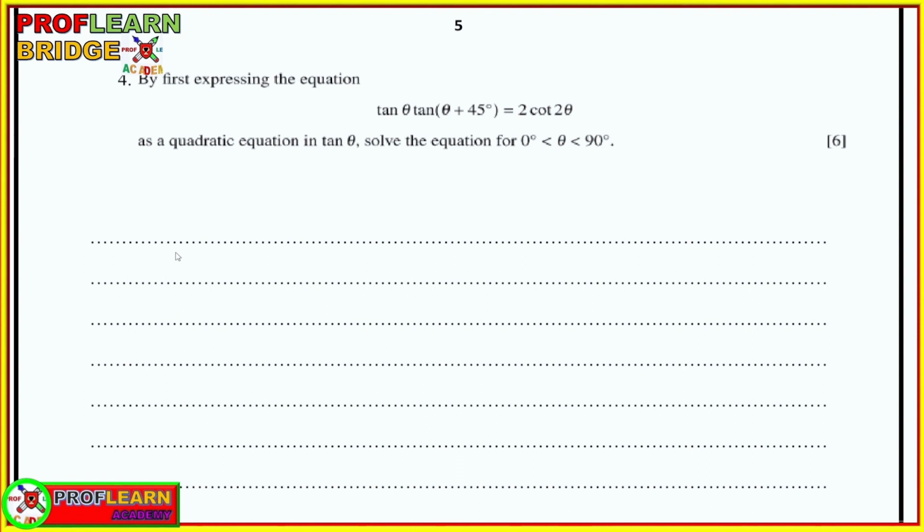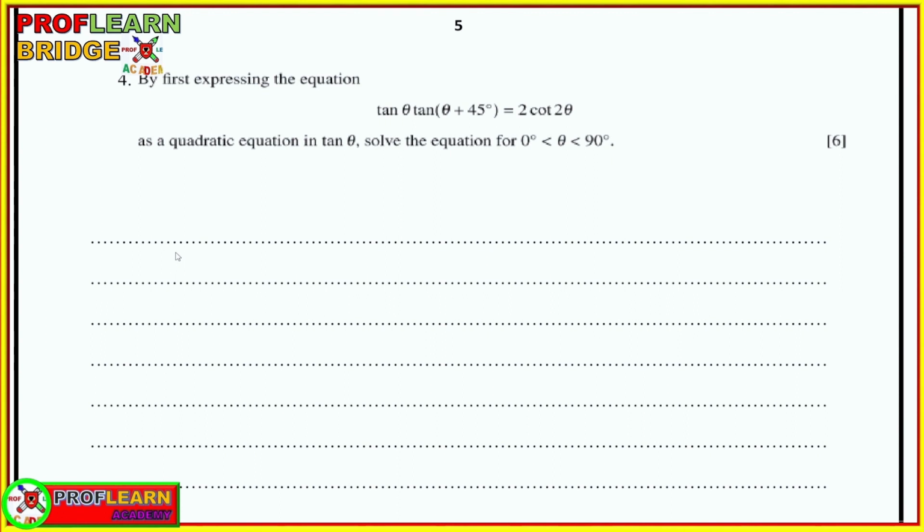We are told here that by first expressing the equation tan of theta plus 45 equals 2 cot 2 theta as a quadratic equation in terms of tan theta, solve the equation for theta greater than 0 but less than 90 degrees. So which means that in this question, first we need to understand how to express the compound angle of tan, and also the double angle of tan.